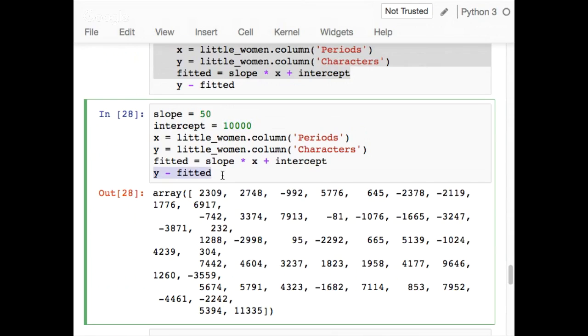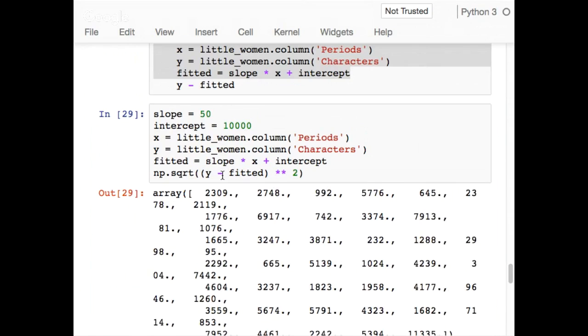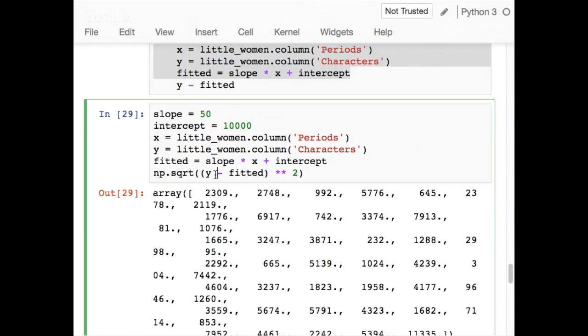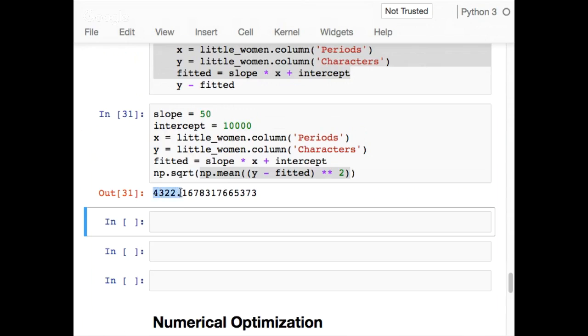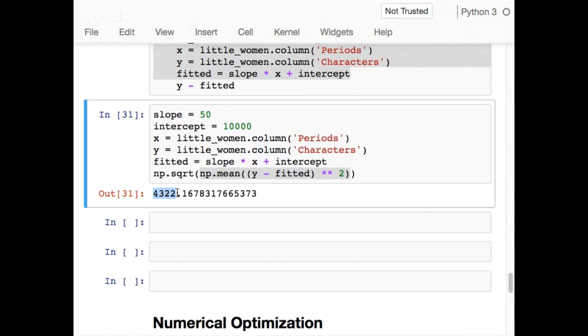So I want to take those, square them, and that is the root mean squared error. Okay, and the way we do this is, we square, mean them, average them, and then take the square root of the average. Okay, this is the definition of the root mean squared error.